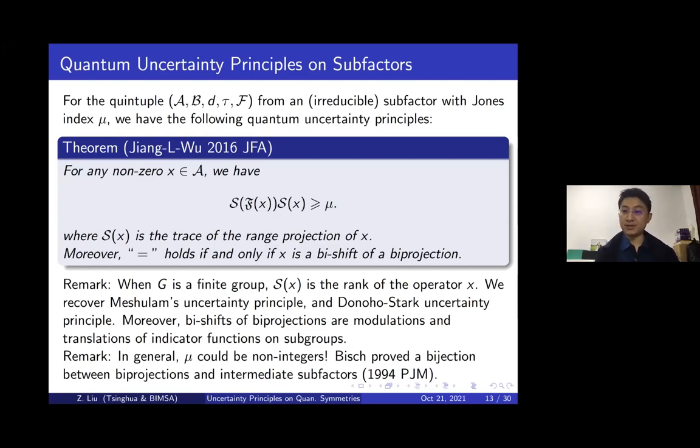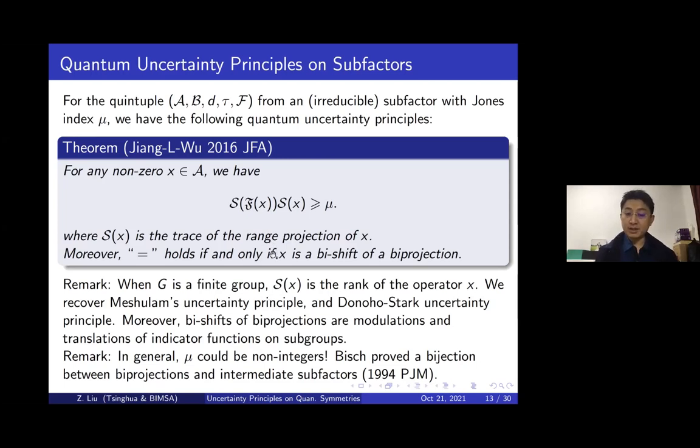This is the quite interesting part. For the group case, this is always an integer. But here it doesn't have to be an integer. So in this sense, this inequality is quantum. And also, we can recover the group case when we consider a subfactor coming from groups. Then we do recover their uncertainty principle on groups, no matter abelian or not.